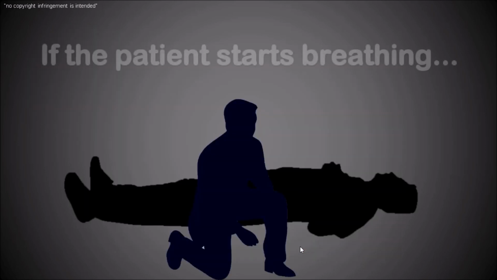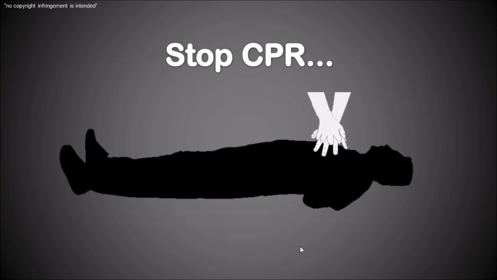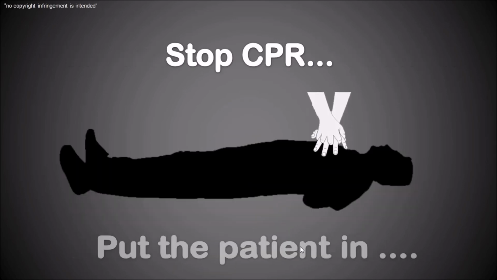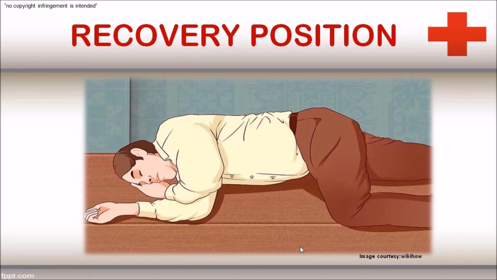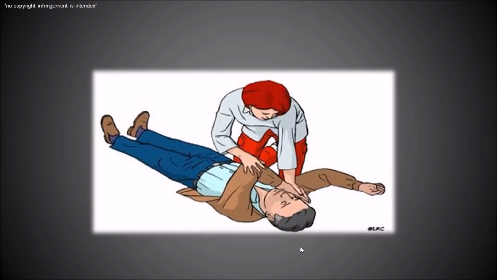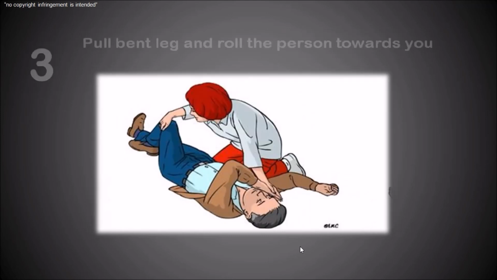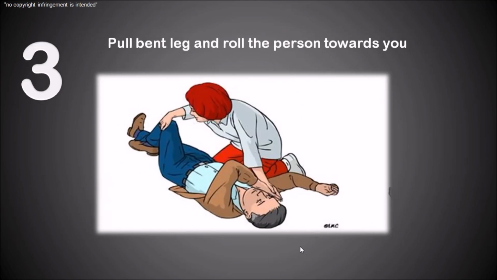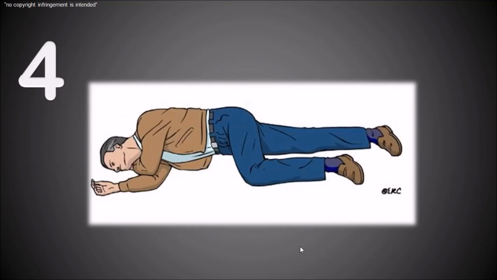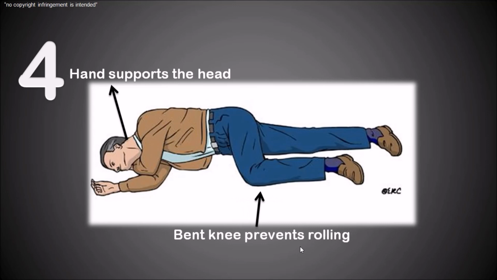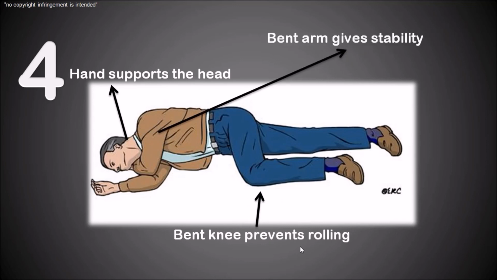If the patient is breathing, stop the CPR. Put the patient in recovery position. Bend one arm and keep the leg straight. Place back of the person's hand against the cheek and hold there to support the head. Pull the bent leg and roll the person towards you. Hand supports the head. Bent knee prevents rolling.